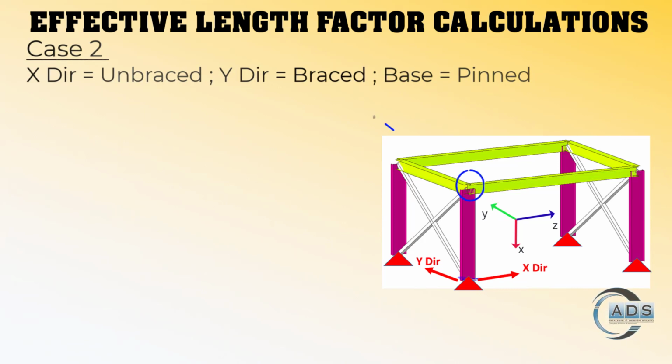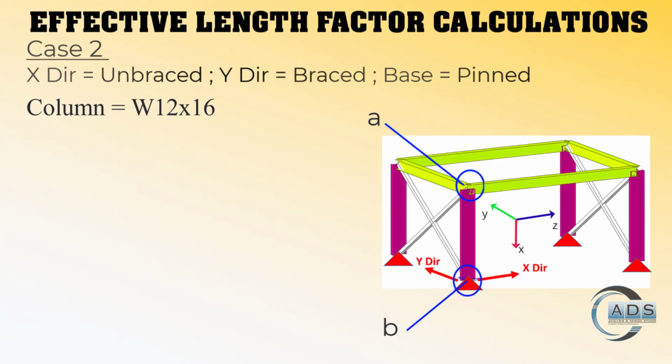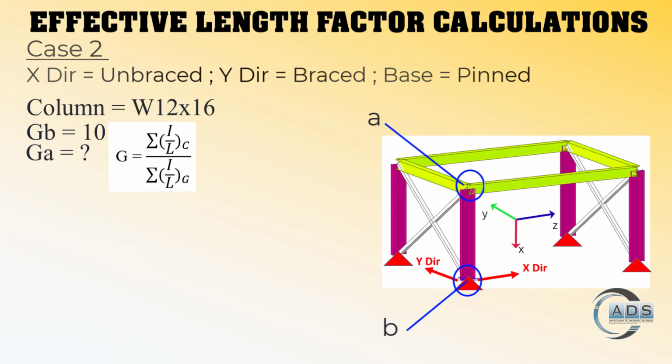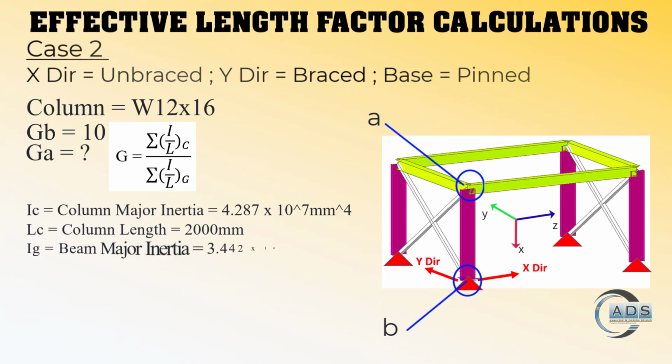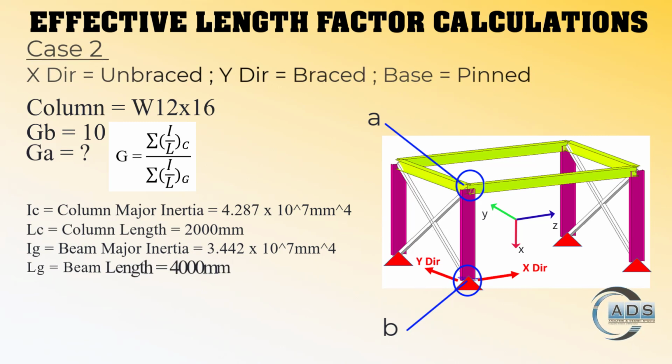Let's name the column upper end as A and lower end as B. Column section used is W12 by 16. Since column base is pinned, GB is 10. For GA we have to use this equation in which IC is the moment of inertia for the column about its major axis and its value is this. LC is the length of the column and that is 2000 millimeters. IG is the moment of inertia of the beam about its major axis and its value is this. LG is the length of the beam and that is 4000 millimeters. When substituting all the values in the given equation, we get GA as 2.49.